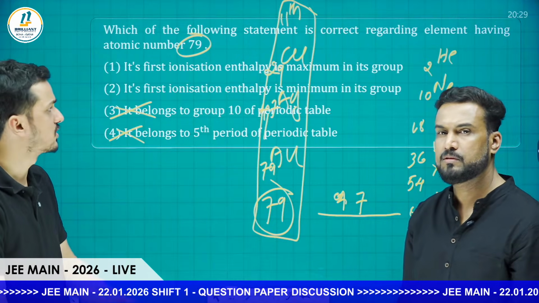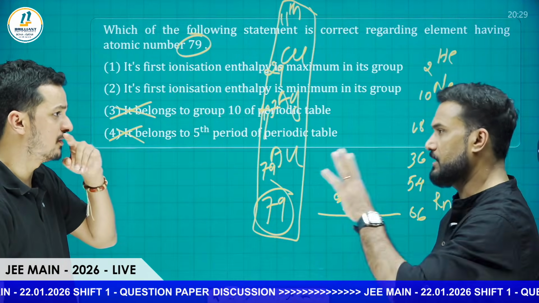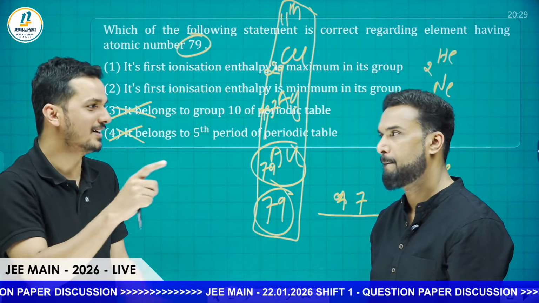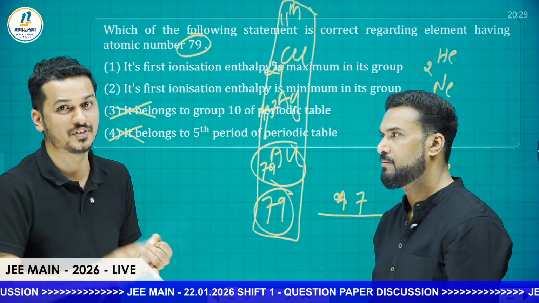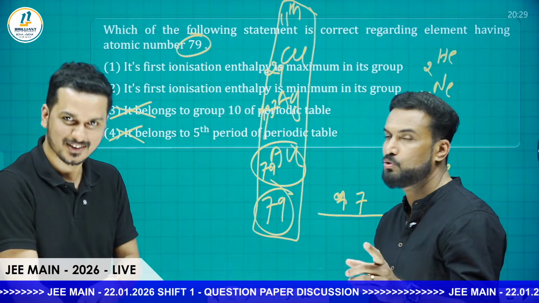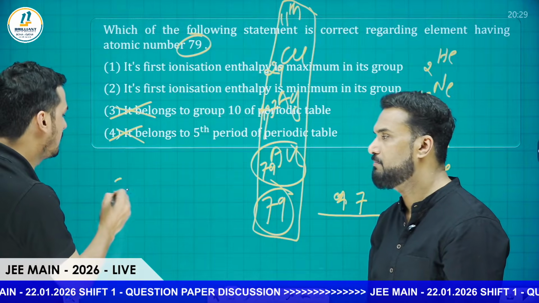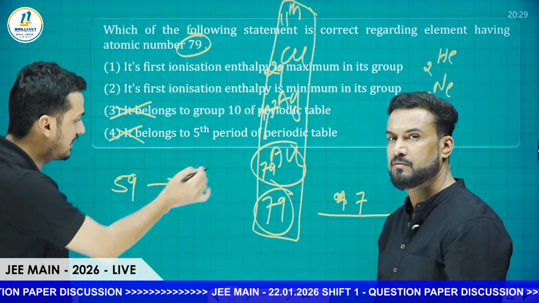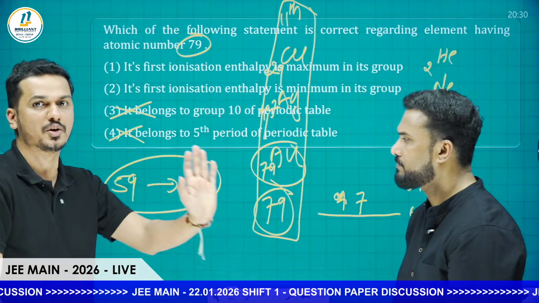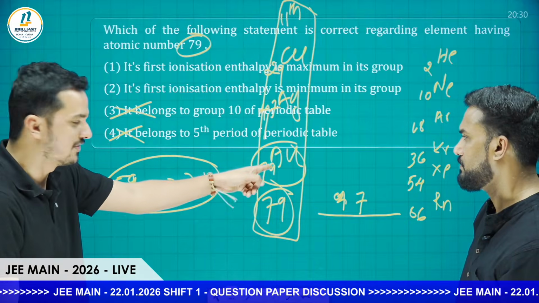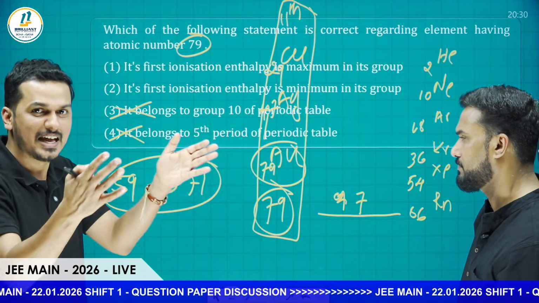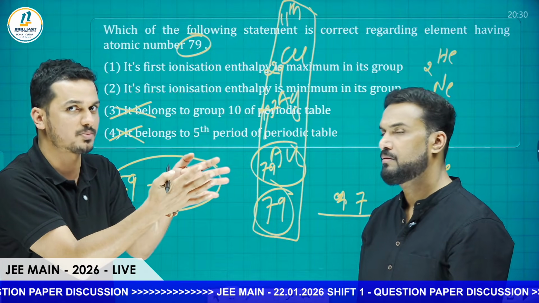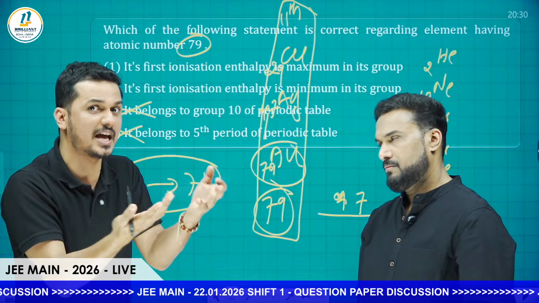Also, whenever you look at the ionization enthalpy, one more thing: when 79 comes, you have to remember the lanthanoids, 59 to 71. The normal trend you should not take, because lanthanoid contraction takes place. After that only, 79 is coming. Automatically the atom size will be much smaller, smaller than expected.